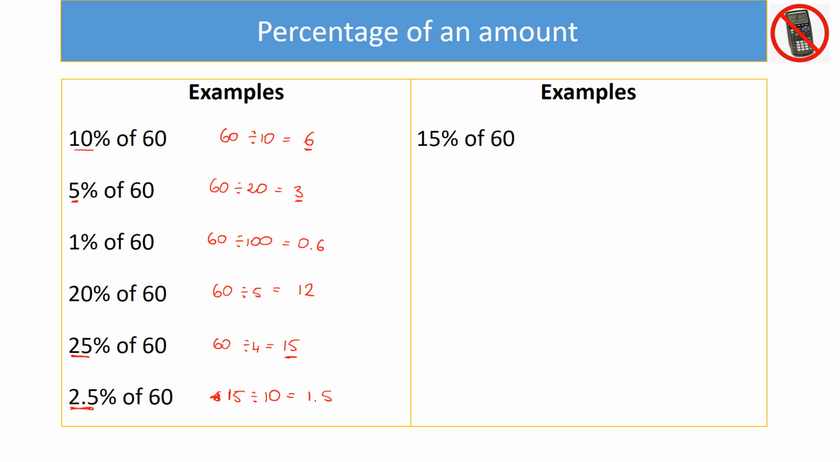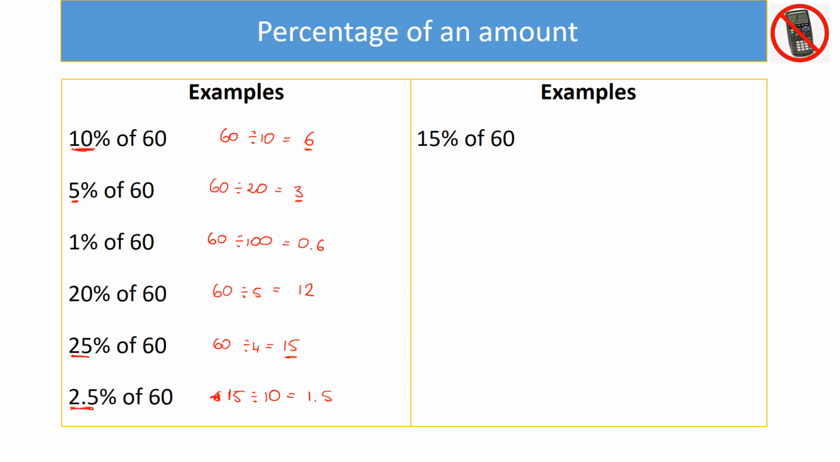Now I can use those to work out some other percentages, like for example 15%. Because 15 doesn't really go into 100 without a remainder, I can't really get it by dividing the amount by a number, so I can do it in multiple steps. So I already know that 10% of 60 is 6, and 5% of 60 is 3. So if I add 10% and 5%, I will get 15.